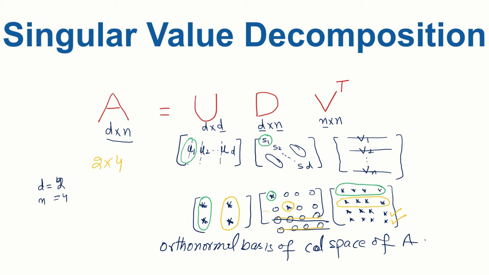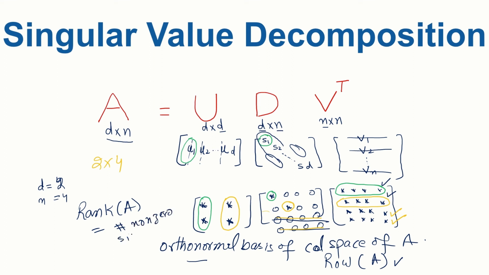Not only that, the rows of V that correspond to non-zero singular values in D form an orthonormal basis of the row space of A. How amazing is that? You do one SVD, you have an orthonormal basis of the column space of A in U, and an orthonormal basis of the row space of A in V. And the number of non-zero singular values in D, how many are these? The count of that is equal to the rank of A. So the rank of any matrix is equal to the number of non-zero singular values.